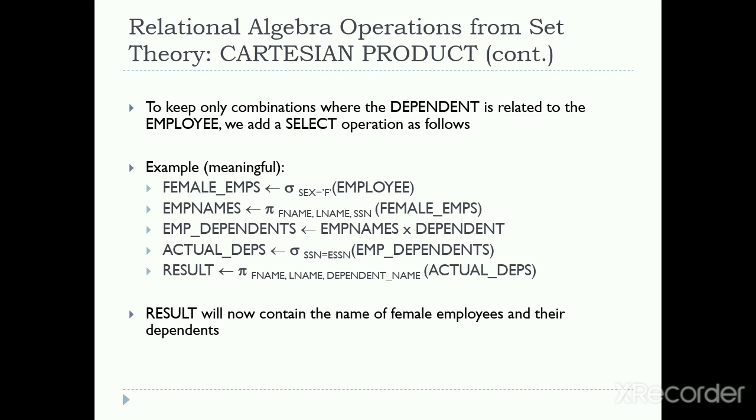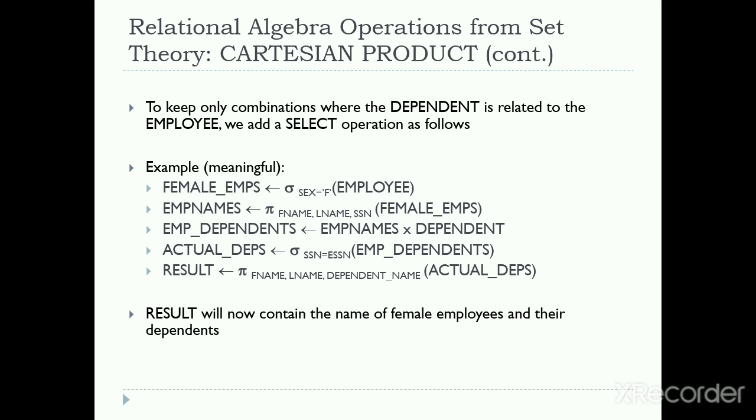Now how can we filter out only the meaningful tuples? If we apply the select operation with a condition, we can get the meaningful tuples. After taking the cross product, we put the condition SSN equal to employee SSN. In this case, it selects only the tuples where SSN and employee SSN match. That means these are the dependents of the female employees. Only such tuples will be selected.